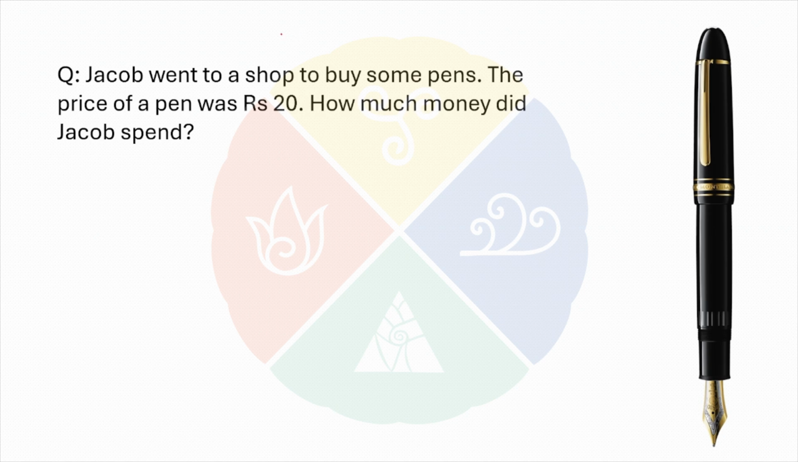Jacob went to a shop to buy some pens. The price of a pen was rupees 20. How much money did Jacob spend? In this question, you don't have to answer the problem, just answer what is the variable. See, the variable is the number of pens. We don't know how many pens Jacob is buying. So this value is unknown. It can be 1, it can be 2, it can be 3, it can even be 0. It can be absolutely anything.